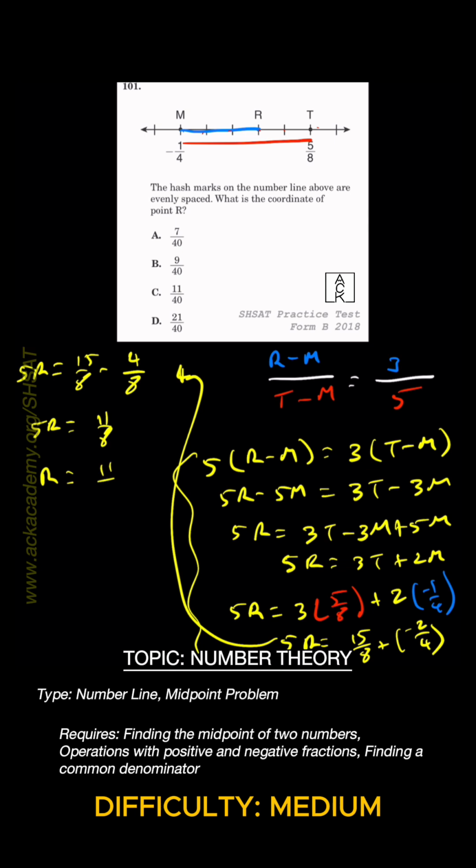So 11 divided by 8 times 5, 40. And that is the value of R, such that when you plug it back into here, these two ratios, or this proportion, works out. And that's how you do it. That's one way to do it, actually.